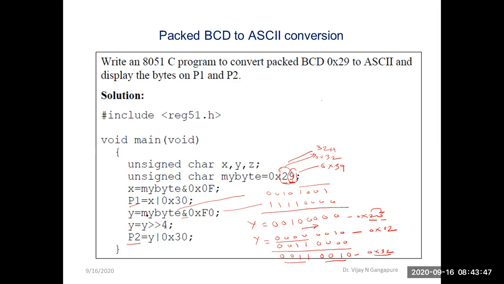Okay, so what we have done, we have this byte 29, that is a BCD number. The objective is to convert this BCD number to ASCII codes and output these ASCII codes to port 1 and port 2. So first we derived the ASCII code of 9, that is 39, and we have outputted it to port 1. Then we derived the ASCII code of 2, that is 32, and we have outputted it to port 2. Okay, so that is what is being asked in the statement.